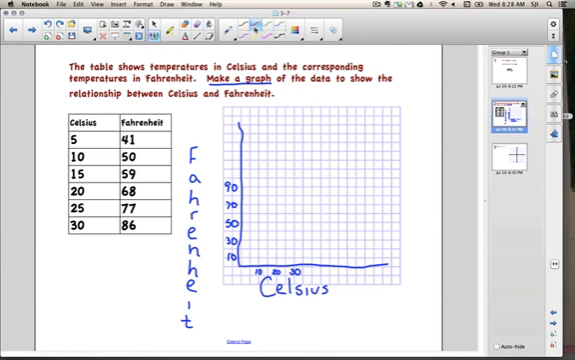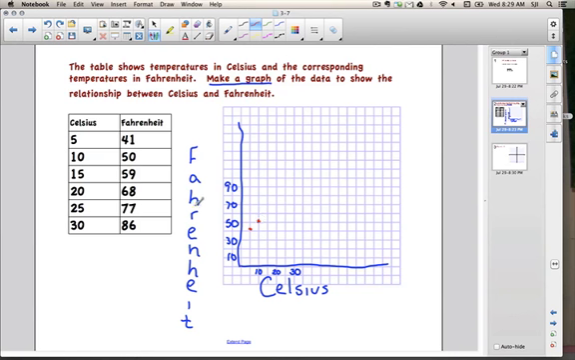So what we're going to do is we're going to graph these points like they're coordinates. So I'm going to graph 5 and 41. I'm going to go over 5 on the Celsius scale, and I'm going to go 41 on the Fahrenheit scale. So this is 40 right here. So 41 is going to be up just a little bit right there. Our next one is 10 and 50. So here's 10 here, and 50 is going to be right there.